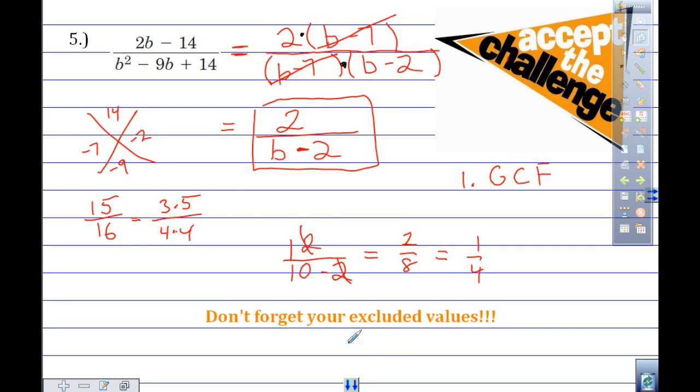Oh, don't forget excluded values. What's the excluded value here? Show that the denominator cannot equal 0, and once we add 2 to both sides, you get b cannot equal 2. You could probably just look at this and tell, like, oh yeah, 2 minus 2 is 0. If you can do that, that's fine. I don't require you to show all the little steps. Some of them are easy, some of them are not. Make sure you have both of these, the simplified answer and the excluded values. And if it says state the excluded values, make sure you state them.